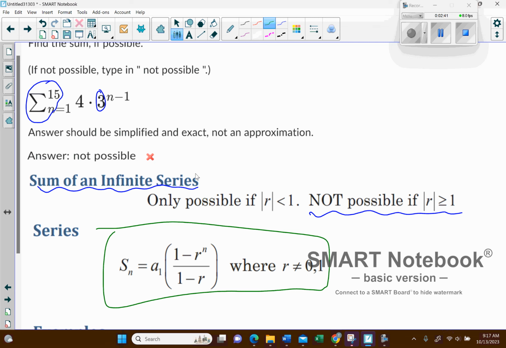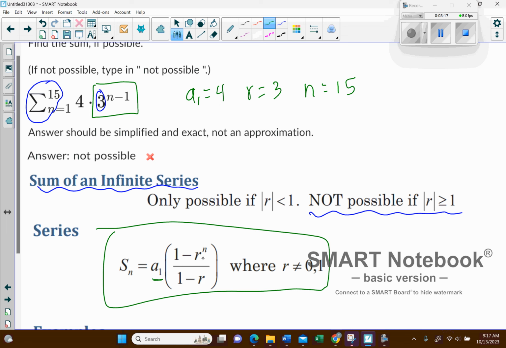So what you have to do is, the first term, a sub 1, you plug in 1, and this would simplify into 3 to the power of 0, which is a 1. So you know that a sub 1 equals 4. And then from there, your R value is just 3. And then your N value in this case would be 15. That's how high you're going to go, right? From 1 to 15. And so you just need to put this all in there, and definitely a calculator is going to be helpful for this.